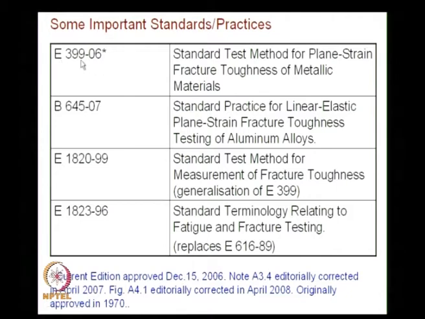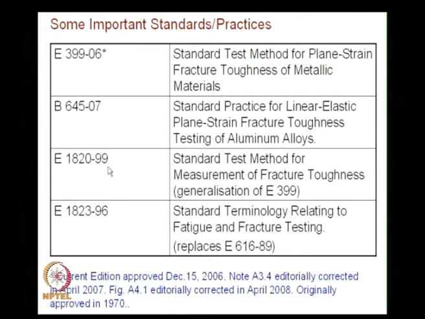Your code E399-06 is the standard test method for plane strain fracture toughness of metallic materials, and in that you have a reference to B645-07, where 07 is the year in which it is approved. This is a standard practice for linear elastic plane strain fracture toughness testing of aluminum alloys. E399 is for metallic materials, and this gives certain recommendations for aluminum alloys.